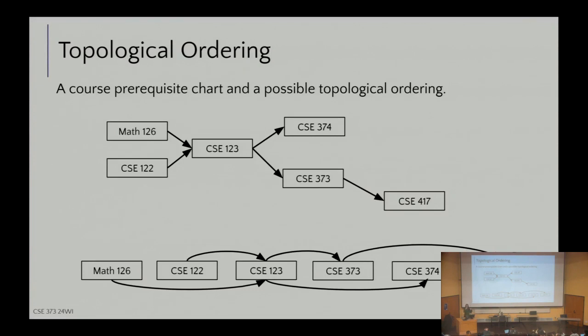I don't know if this really matters, but are both 126 and 122 required or is only one required? Oh, that's a good question. I think in this particular one, the way that it would be interpreted is that both are required for that course. If it was either one, I guess this topological sort would still matter as well. I think in this particular output, you're just taking all of these classes, but it's a good question.